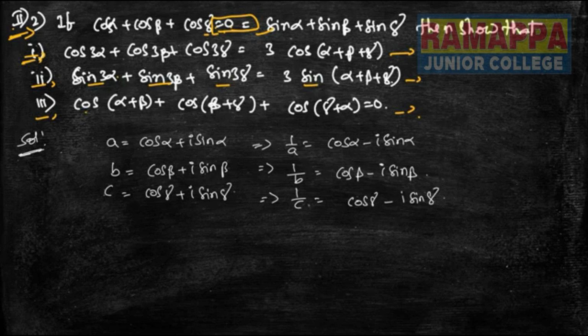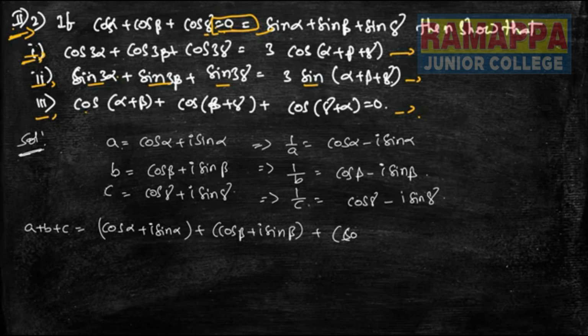From this we will make the solution. Here, A plus B plus C is equal to, I will add these things: cos alpha plus i sin alpha, plus cos beta plus i sin beta, plus cos gamma plus i sin gamma. So from this I will add the three, and it will become cos alpha plus cos beta plus cos gamma, I will write at one place.